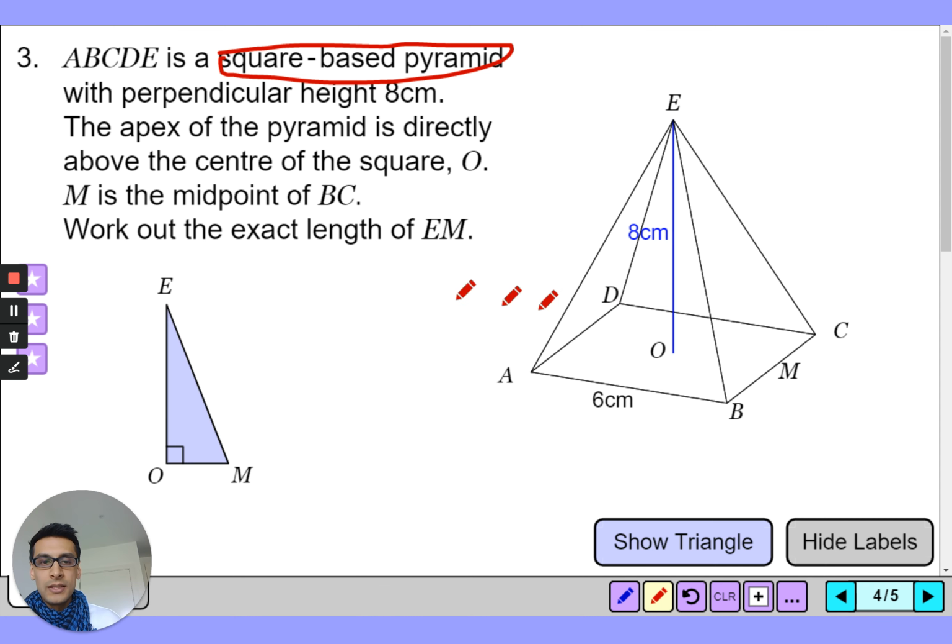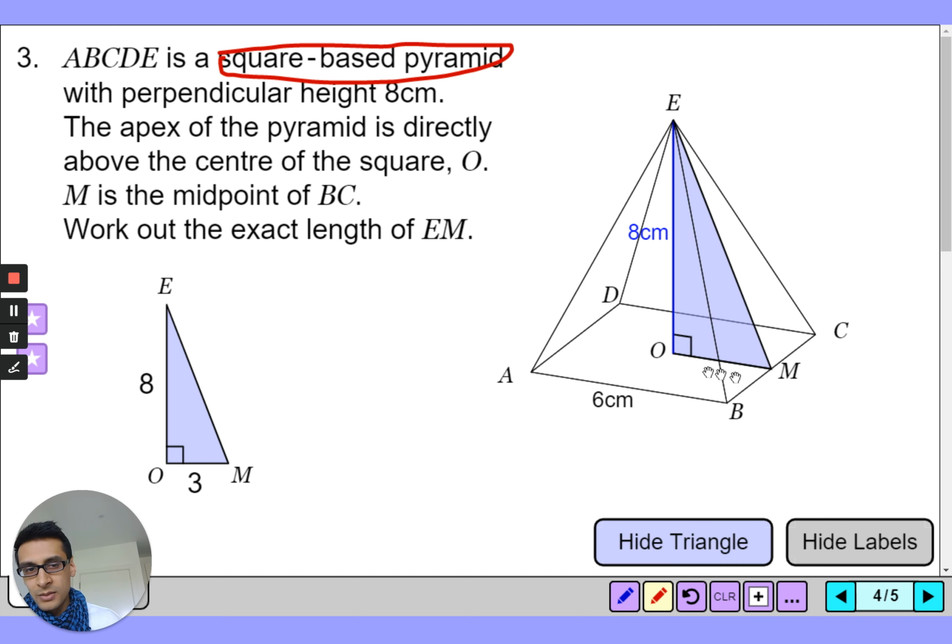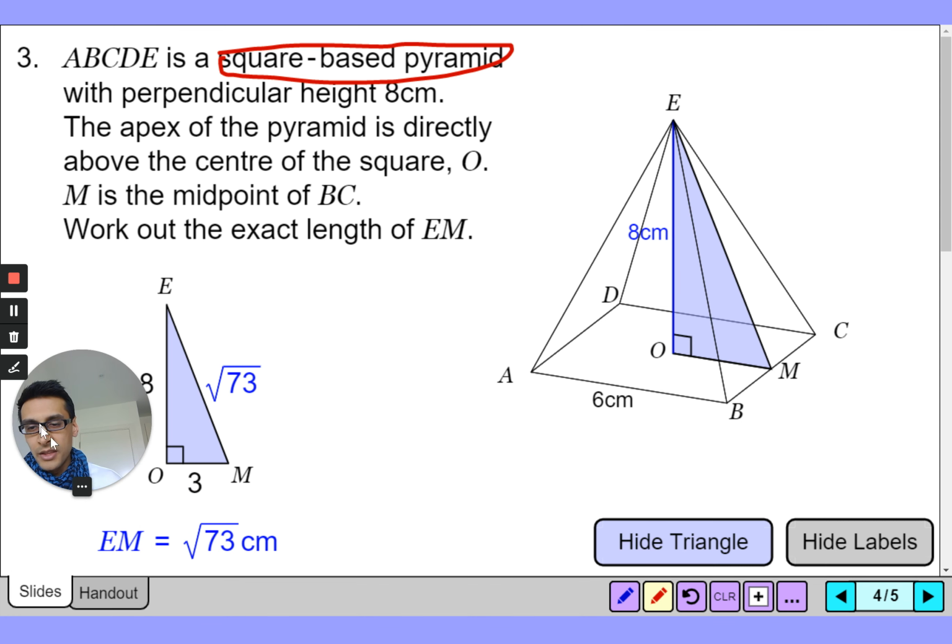So you can see, because it's a square-based pyramid, we can just half that 6 to a 3. And we can see the triangle there. That base has to be 3 because we know that AB is 6 and the height is 8. Again, just basic SOHCAHTOA, basic Pythagoras, and you get root 73.